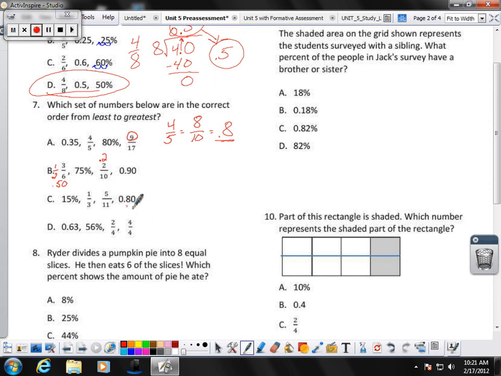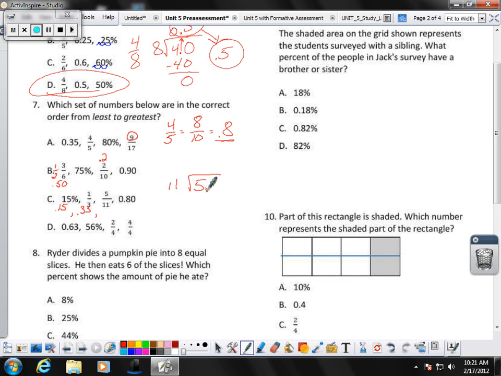When we look at this one down here, I have 15%, which is equal to 0.15. I have 1/3, which is equal to 0.33. And I know that one just because I know I can divide. I have 5/11. Now this one I'm going to have to divide.